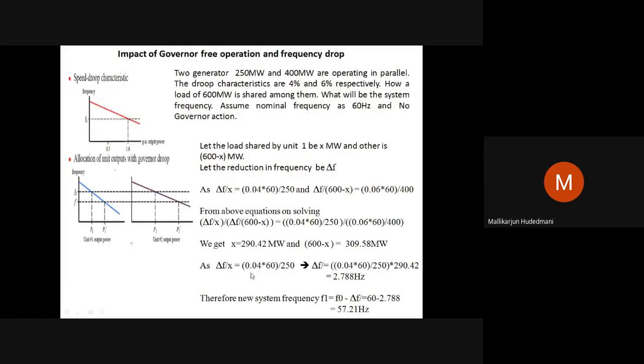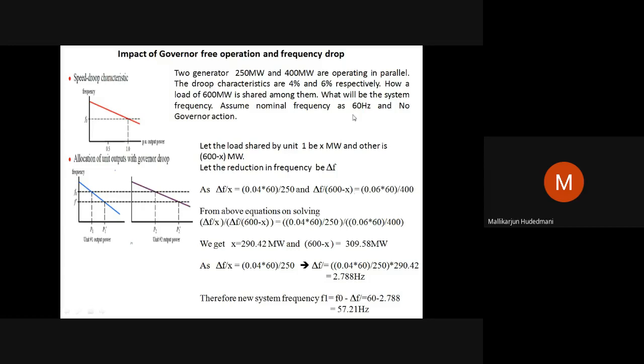So therefore, when I solve this equation, X is nothing but 290.42, the shared portion of the load of 600 by the 250 megawatt machine. It means it is an increment. Don't worry about how 250 can be shared by this one. This is to show you what is expected. Then the other is 600 minus X, 309.58. So this is how this machine has to share 309. Together it should work out to 600.